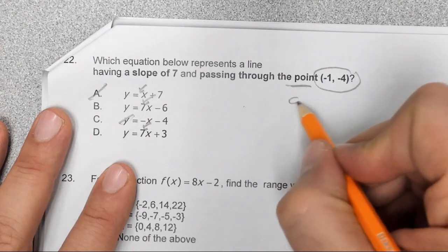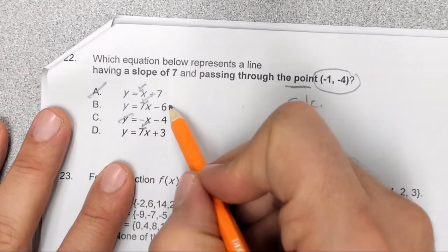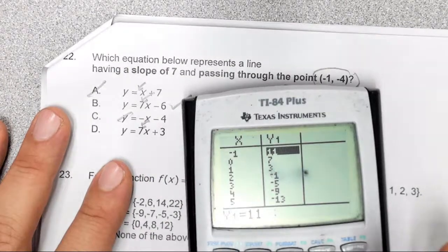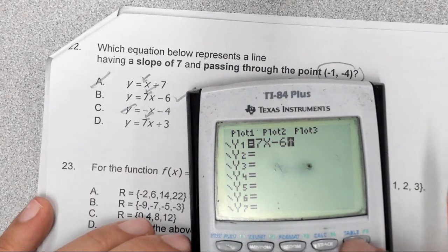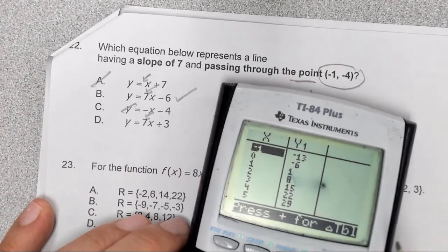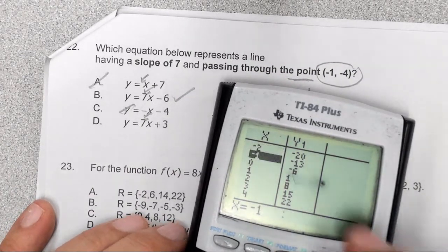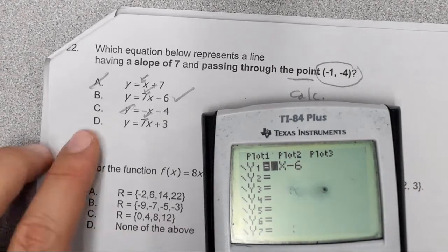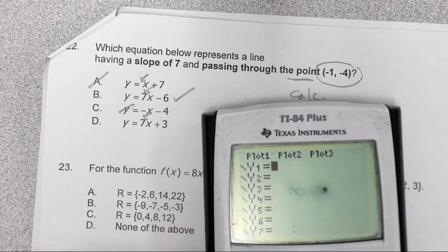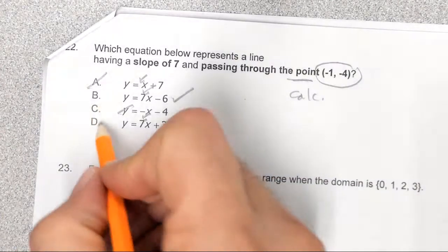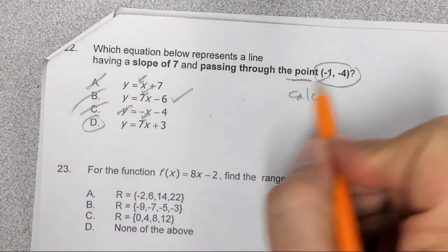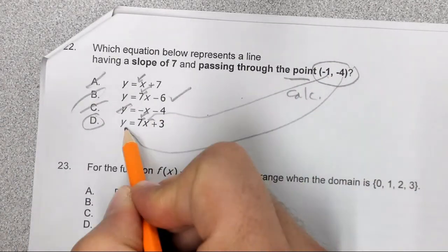To find the points, I got to go to the calculator. So I'll try this one first. Alright, I'm looking for point -1, -4. That's not it. Let's try D then. -1, -4 is D. Also, you can plug this into the x, plug this into the y, and see if it works out.